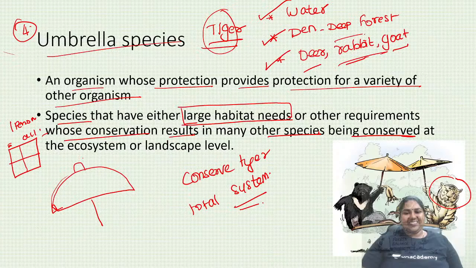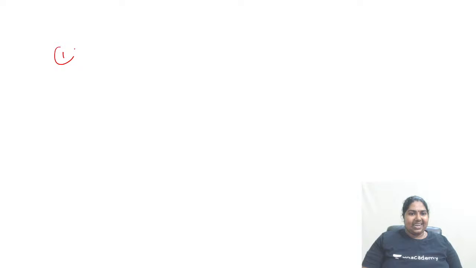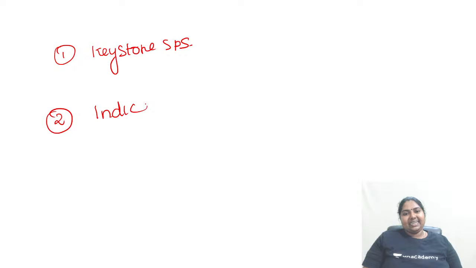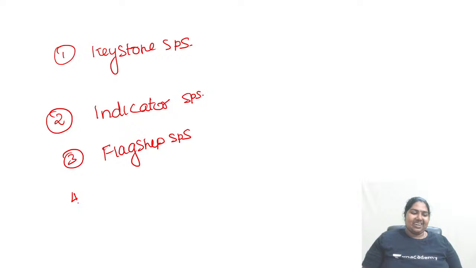Shall we make a recap? Number one, which species was it? Keystone species. Good. What was number two? It was the indicator species. Too good. What was number three? Number three was the flagship species. Good. Number four is this umbrella species.